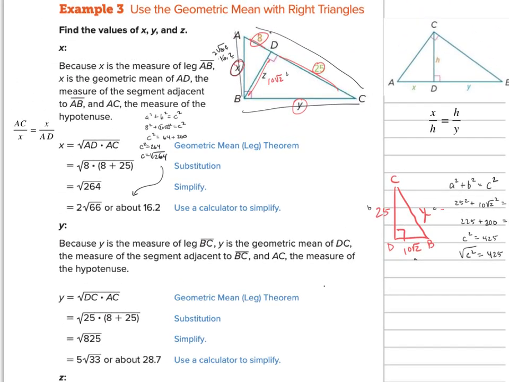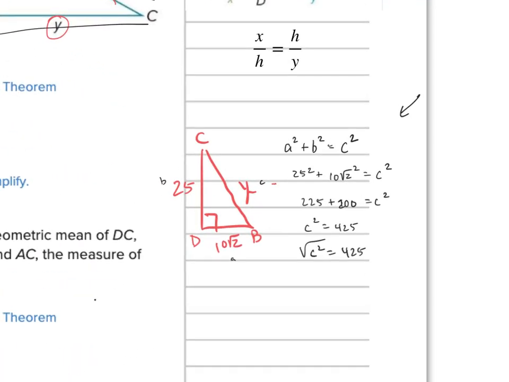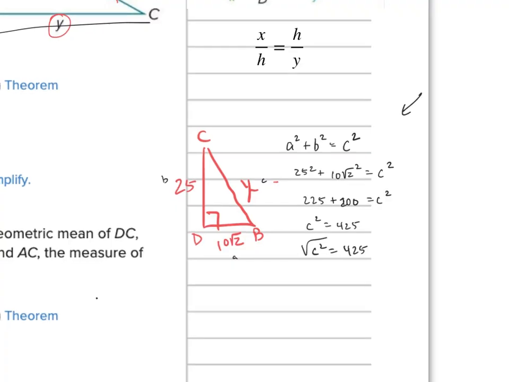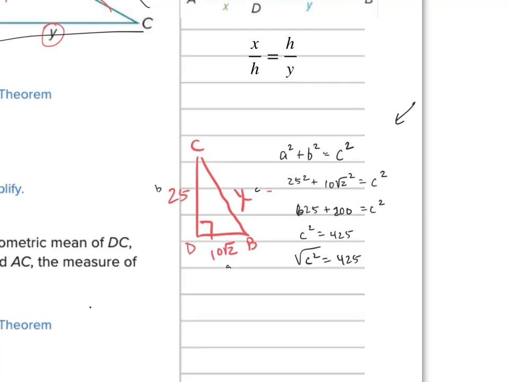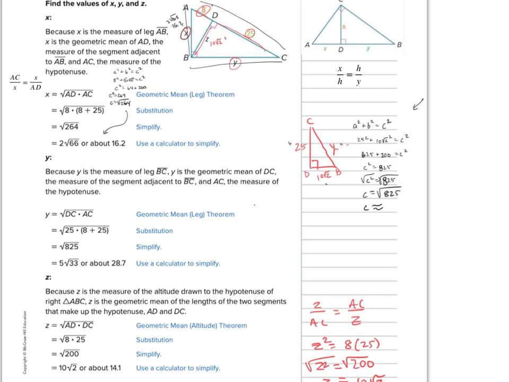So what they've done is, again, using the Pythagorean theorem, I caught a mistake here, which is funny. 25 squared is 625, which makes this 825. So then we can find that C is equal to the square root of 825, which is approximately equal to, in this case, there's the answer, right? 5 square root of 33, or 28.7.